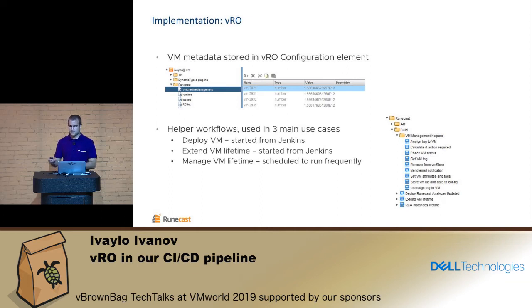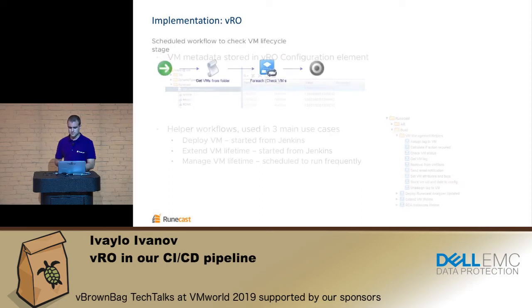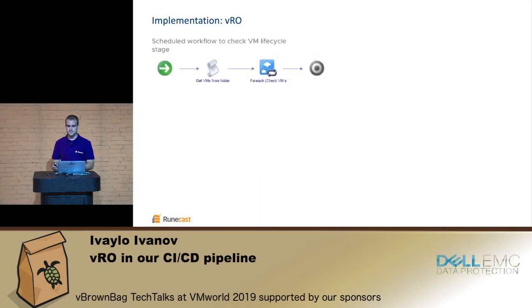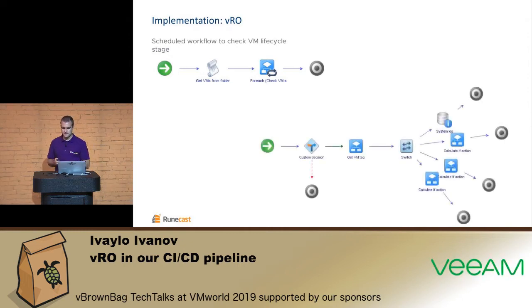So yeah, deploying the virtual machine is, let's say, pretty straightforward, so I'm not going to spend time on this. So we'll move to the scheduled workflow, which checks the VM lifecycle. It looks pretty simple. We start with getting all the virtual machines from the folder where we deploy them, and then we iterate through all of them. And that's where things are getting a bit more complicated.